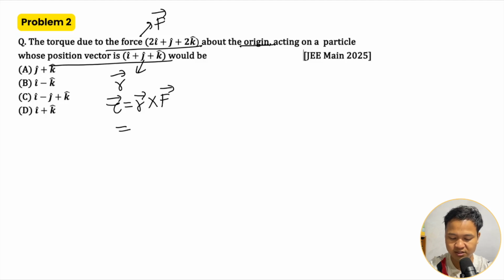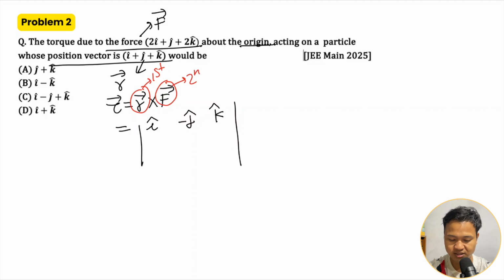We can do the cross product directly using the determinant, which is basic maths for vectors. So how do you use that one? So i, j, k. The first vector goes in the first row. So this is the first vector, and this is the second vector.